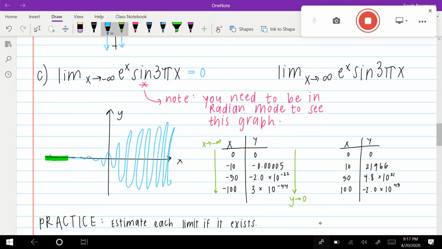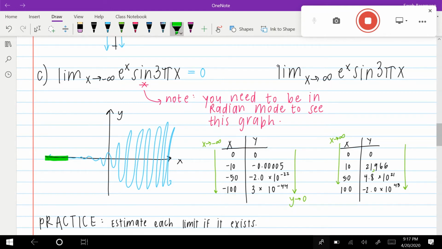Now let's look at the right side. As x is approaching infinity, my y values, let's look at it. We have 0, 21,000, 4.8 times 10 to the 21st, so that's a giant number. And then I go back to a really super negative number, -2 times 10 to the 43rd. So I went from a really big positive number down to a really low negative number.